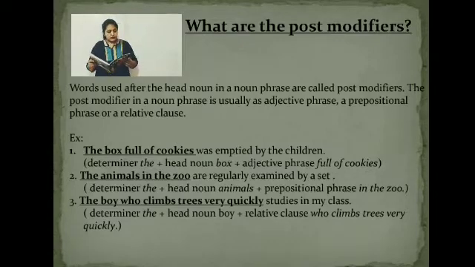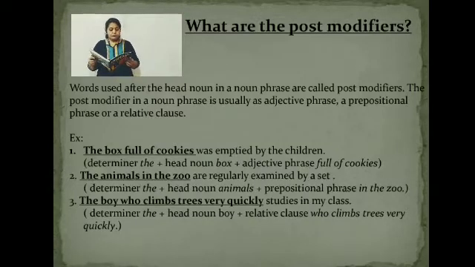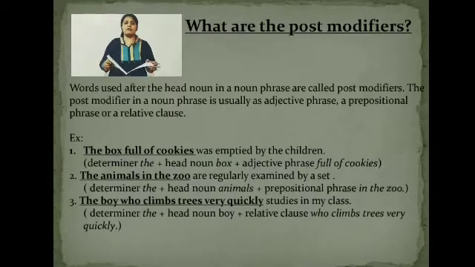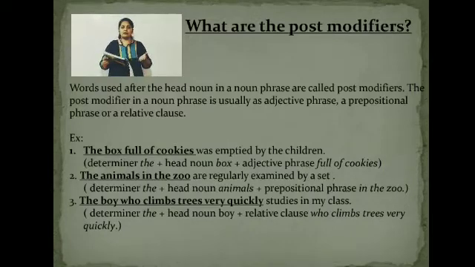Then the next one. The animals in the zoo are regularly examined by a vet. Here once again we have a head noun, animals. Before that we have an article, or you can say determiner, the, and then afterwards we have a prepositional phrase. Those animals which are kept where? They are kept in the zoo. So in the zoo is the prepositional phrase, which is the post modifier for the head noun.